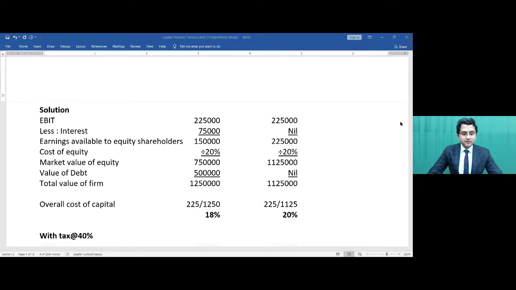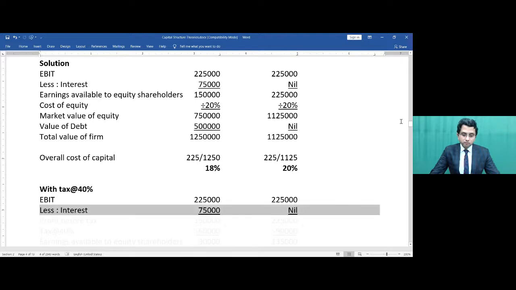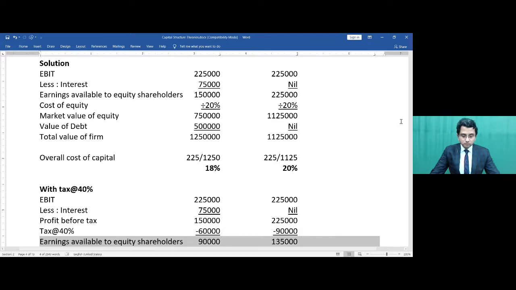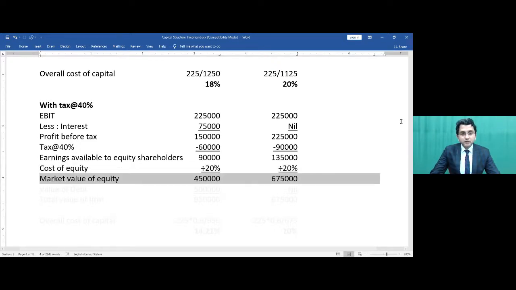14.21 and 20%. Okay, that sounds good. So this is profit before tax, same as before, but this time we have introduced income tax at the rate of 40%. So EAES is 90,000 and 1,35,000. Let's divide it by cost of equity of 20%. So market value of equity is 4,50,000 and 6,75,000.